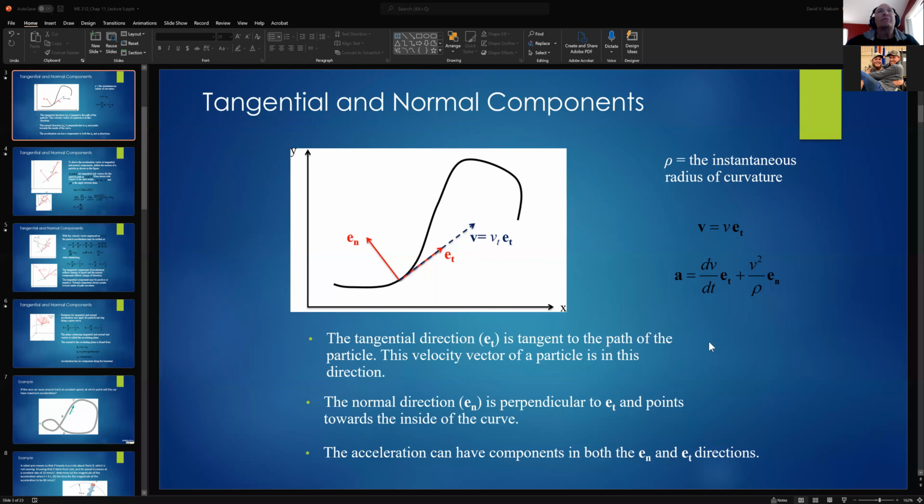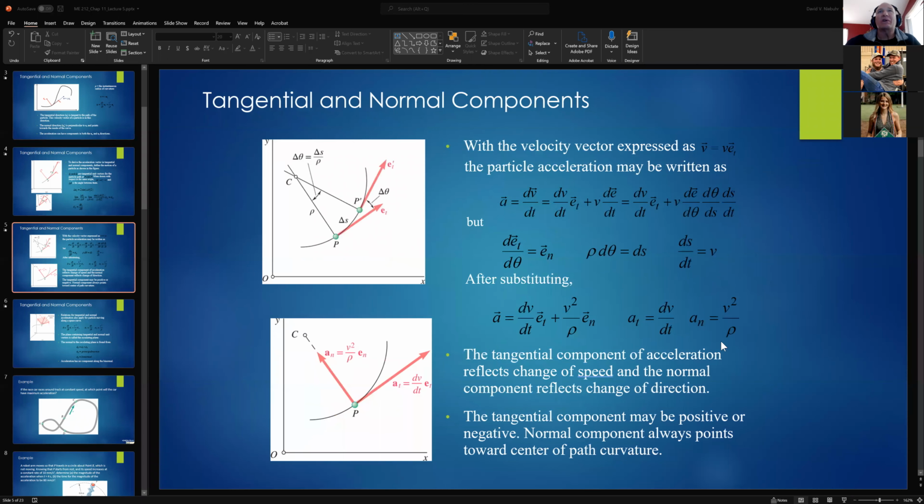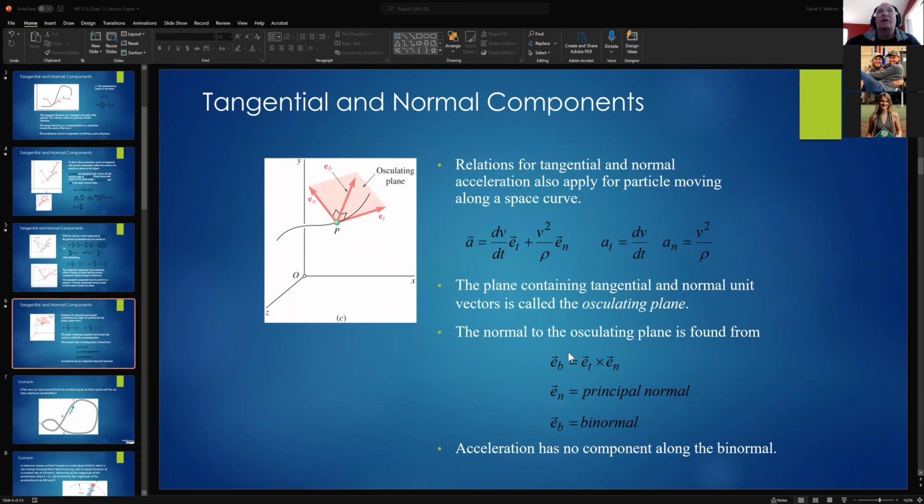We have the relationship: acceleration is dv/dt times the tangential unit vector plus v squared over rho for the normal vector. And so that's your defined relationship. And then the velocity, of course, is just v times the tangential unit vector. So there we did the derivations. I'm not going to go over that again.